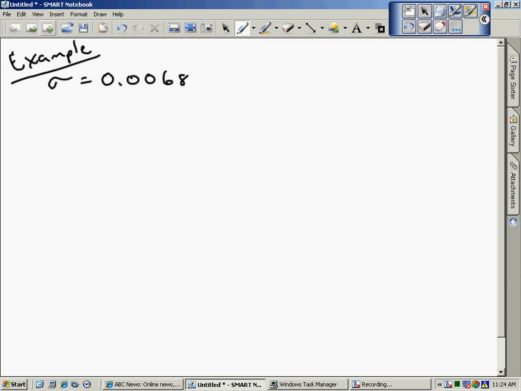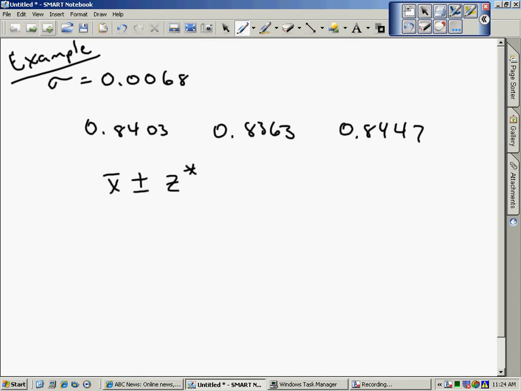The three analyses gave the following concentrations: 0.8403, 0.8363, and 0.8447. You recall from yesterday, the formula for a confidence interval is x bar, the estimate, plus or minus a critical value, which we called z star, times the standard error of the estimate, sigma over square root of n.